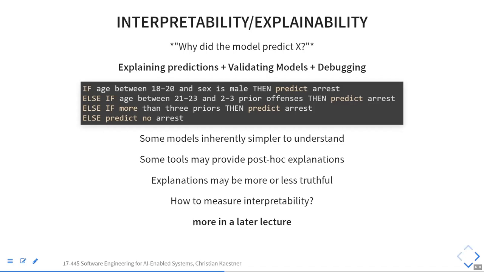So let's talk about three metrics. I want to talk about interpretability, robustness, and fairness. We will have at least one lecture for each of them later. I just want to introduce them briefly and give you an intuition.